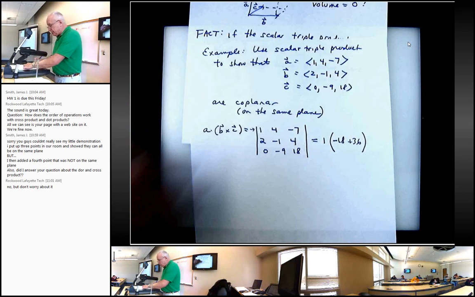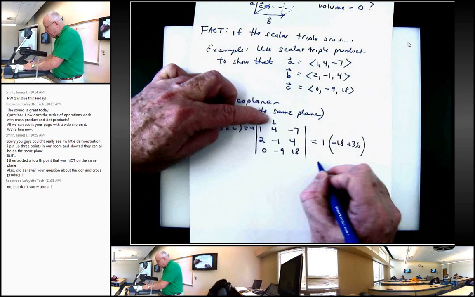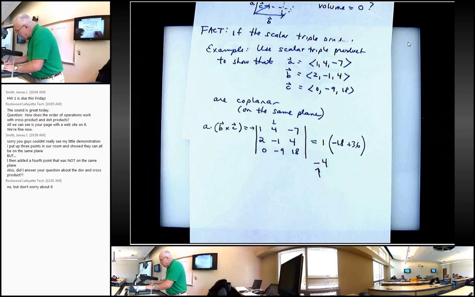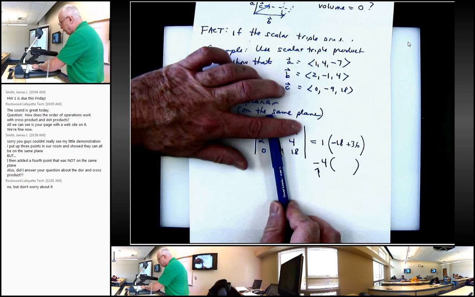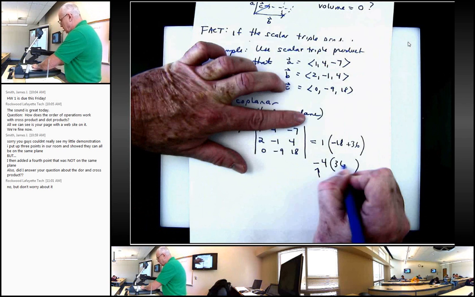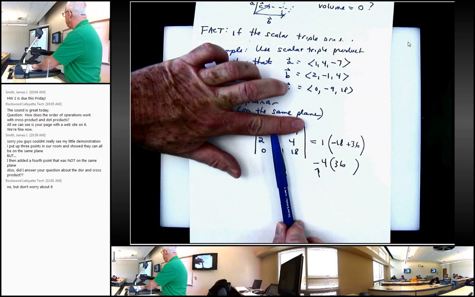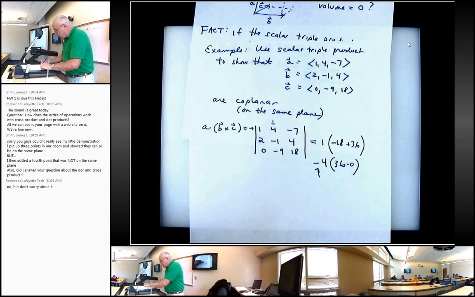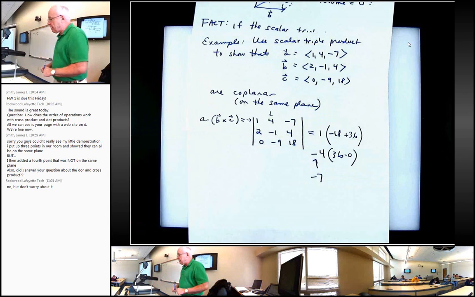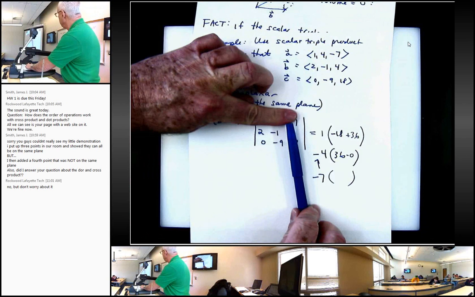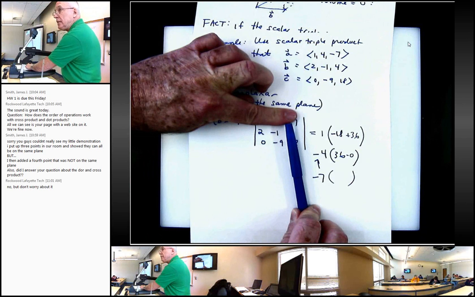Then I go to my next element here, a 4 in that first row, and remember that has to be a minus in front of that, minus 4. And then let's see what we're going to multiply this by. Okay, we have 2 times 18, that's 36. And then we have minus 0 times 4, so that's minus 0. And then we go to our third element, that's going to be the negative 7. And we're going to multiply that by the determinant of 2, minus 1, 0, negative 9. That's going to be negative 18 minus 0.